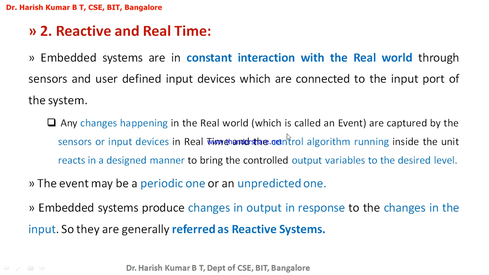The event which is occurring in the real world may be a periodic one or an unpredictable one. If the embedded system is designed to handle the events that are occurring at periodic intervals, then it periodically gets the input, and the control algorithm behaves and produces the output variables to the desired level. If the event that is happening in the real world is an unpredictable one, then the embedded system also goes for unpredictable behavior.